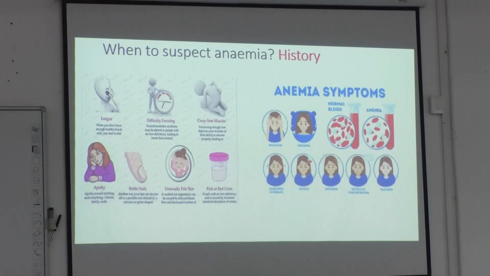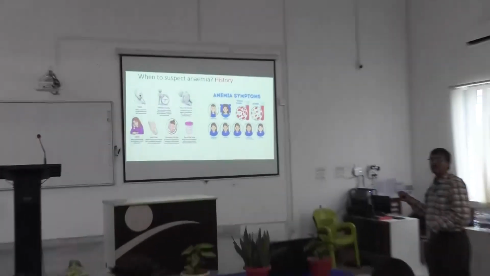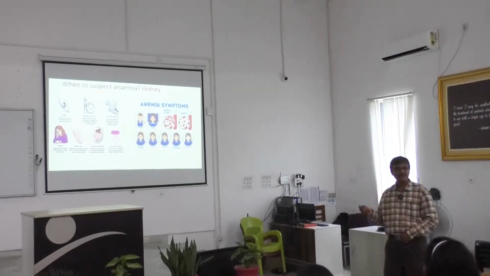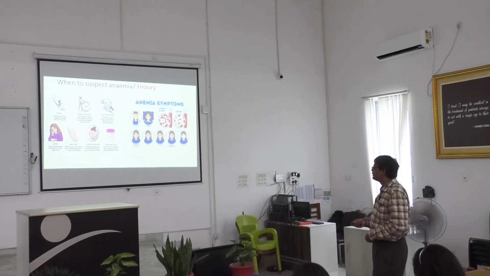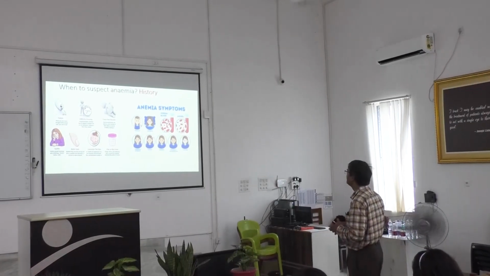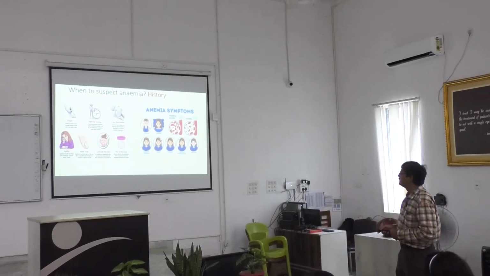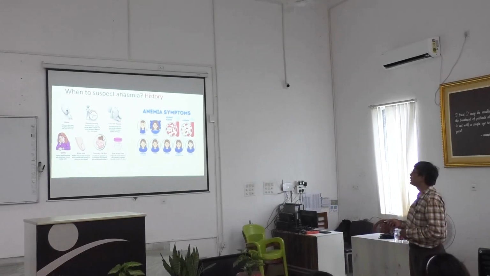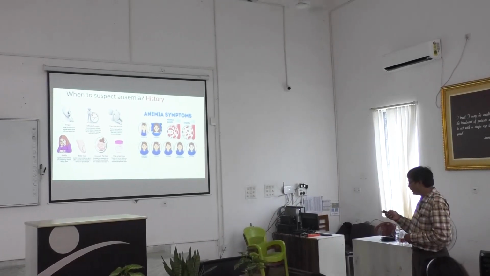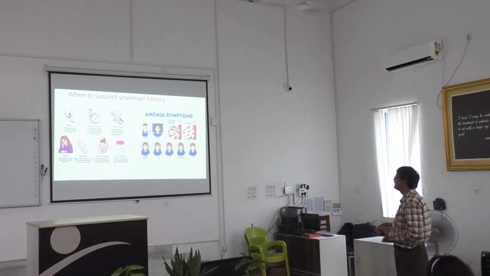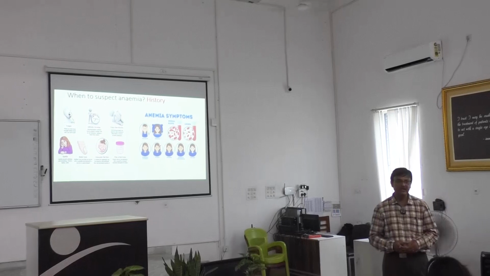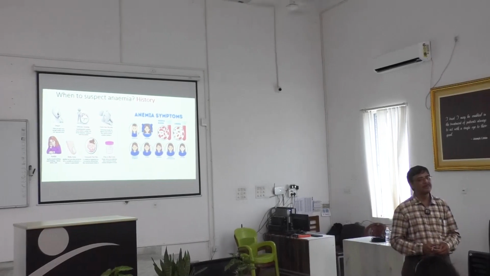Then second is crazy. Because of muscle hypoxia, muscular activity is less. Apathy, again the same reason. So these are the manifestations. So these are the anemia symptoms. You can read them in the books also. But this koilonychia, brittle nail, most of the time it is a sign, sometimes it is a symptom if the parents complain of it.